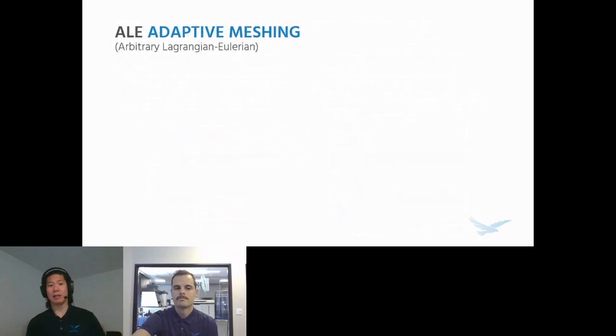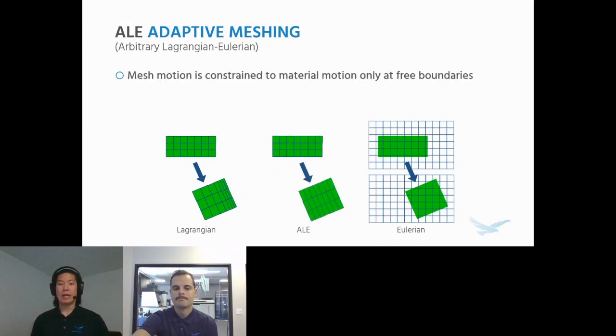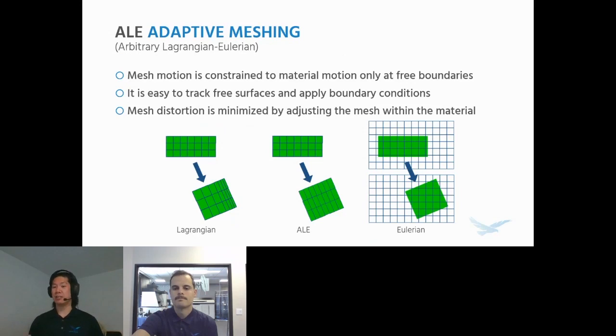The first way is called ALE adaptive meshing. ALE stands for arbitrary Lagrangian Eulerian, and it combines the Lagrangian and Eulerian mesh approaches to do something in the middle. Like the Lagrangian approach, the mesh is moving with the material, but only on the exterior surfaces. We'll be able to track the free surfaces and apply boundary conditions like the Lagrangian case, but we're going to allow the mesh to adjust itself inside the material, combining some of the ability of the Eulerian.